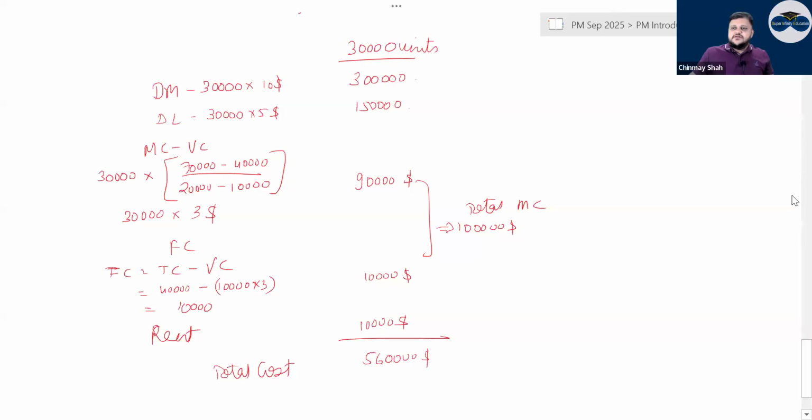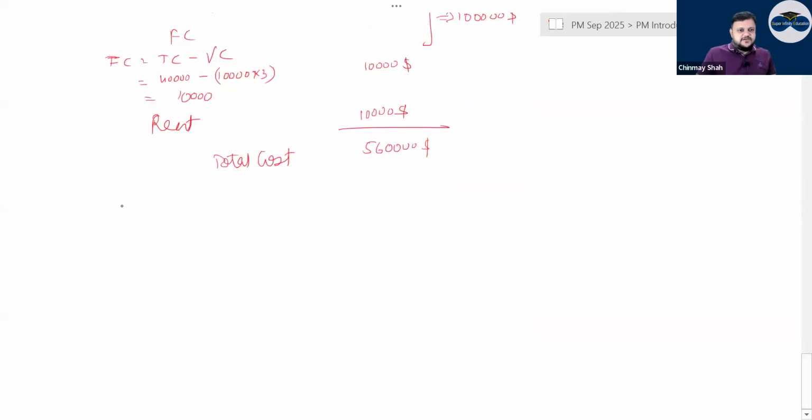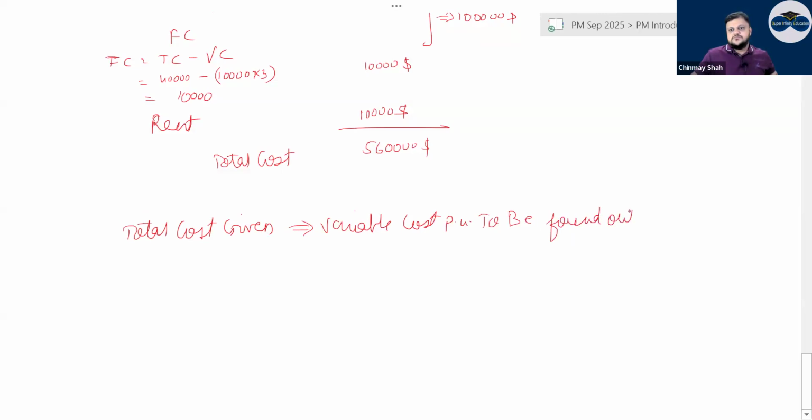So if I come here, if I want to write formula, right, to find variable cost, see, write down like this. Total costs are given. Total cost given, right? You have to find variable cost. How did you find the variable cost per unit? Tell me. Total cost given, variable cost per unit to be found out. How will you find? Tell me. बोलो. Difference in what? Total cost divided by what do you do? What did you do? Difference in what?